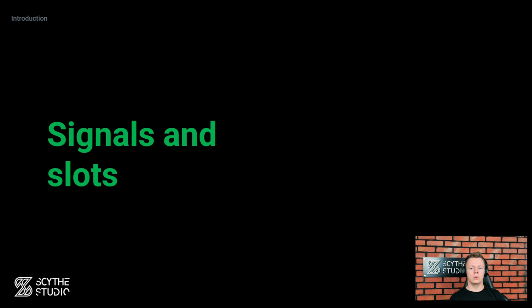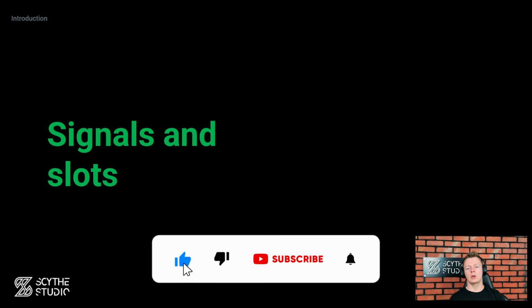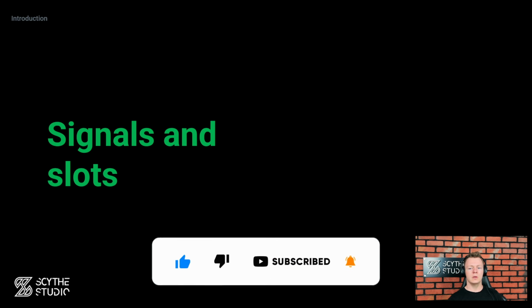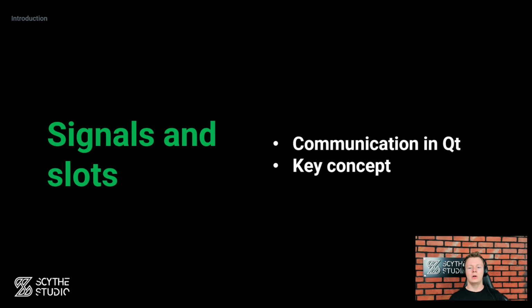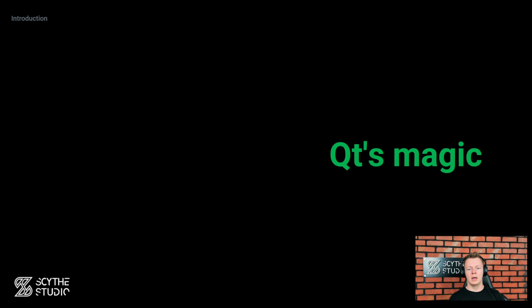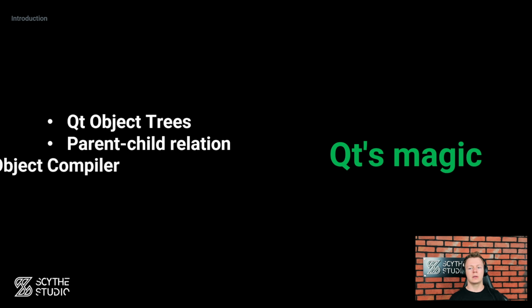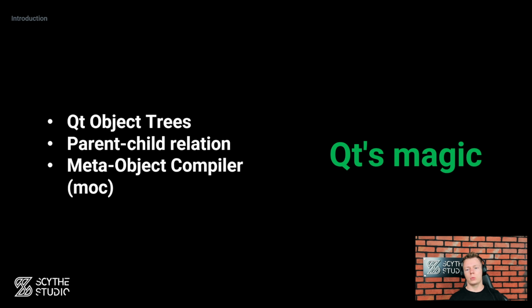Then we are going to delve into the communication mechanism within Qt, like signals and slots. These are fundamental to understand how different components interact within your application. And as we move ahead, we'll explore the structure of Qt objects. Understanding how objects are organized and how they communicate is really vital in building robust Qt apps.